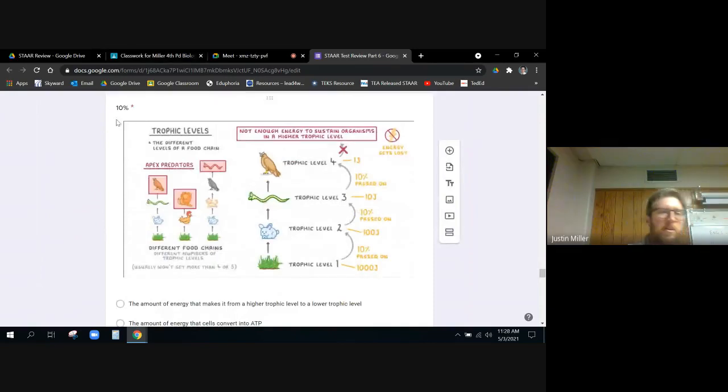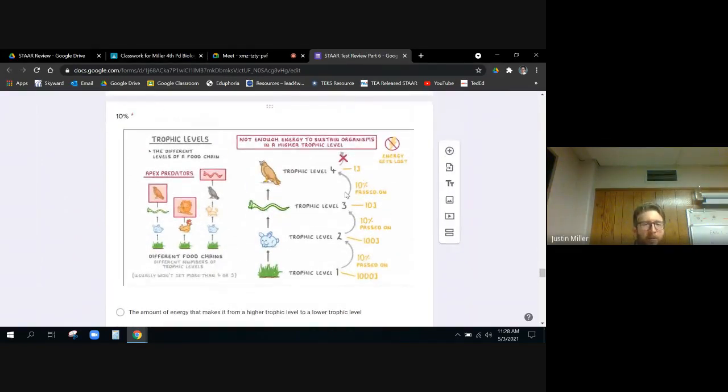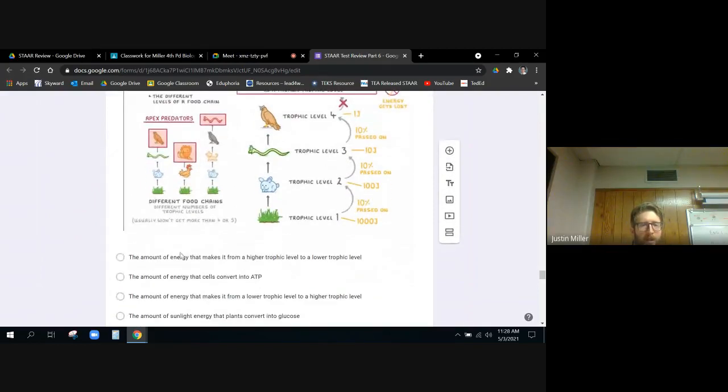Okay, 10%. What is 10%? Is it the amount of energy that makes it from a higher trophic level to a lower trophic level? In other words, does 10% of the energy in level 4 go to level 3? Higher to lower? Or is it the other way around?